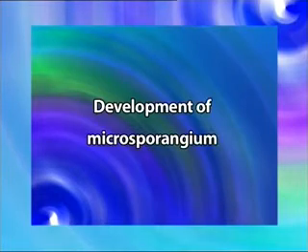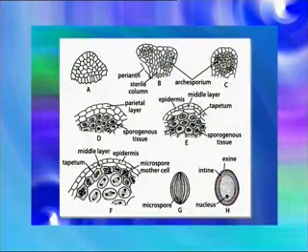Development of microsporangium. In the axil of each fertile bract of a male cone, a microsporangiophore, that is antherophore, arises as a protuberance. Later, the tip of the microsporangiophore becomes lobed and each lobe represents a microsporangium. The development of microsporangium is eusporangiate type, that is, formed by a group of subepidermal initial cells.